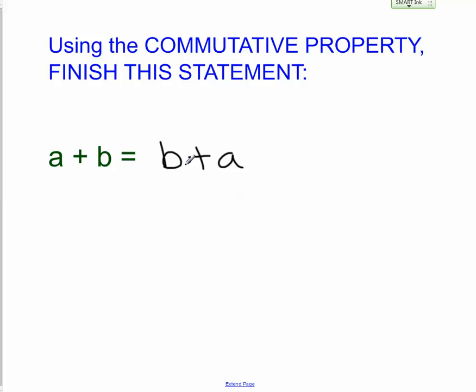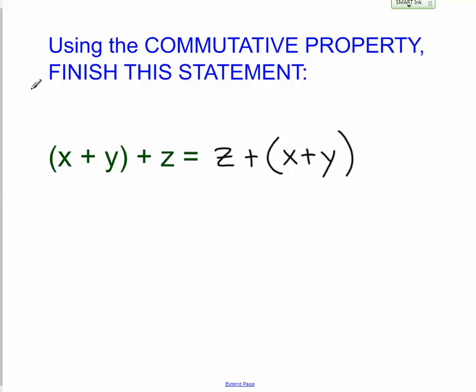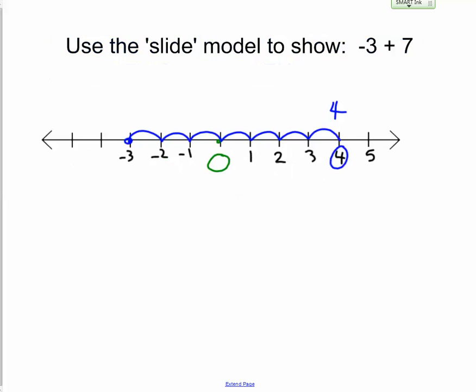So A plus B equals B plus A, and x plus a negative y is equal to negative y plus x. And (x plus y) plus z is equal to z plus the same thing in brackets. And the slide model to show negative 3 plus 7: I start at negative 3, and I slide 7 to the right, and I end up on 4.